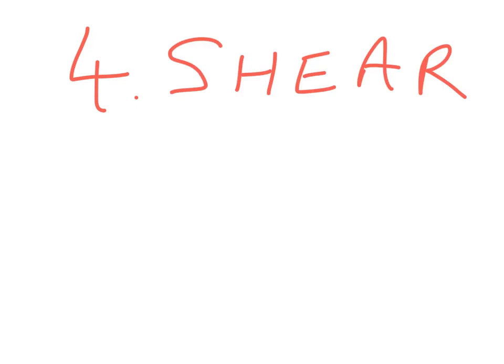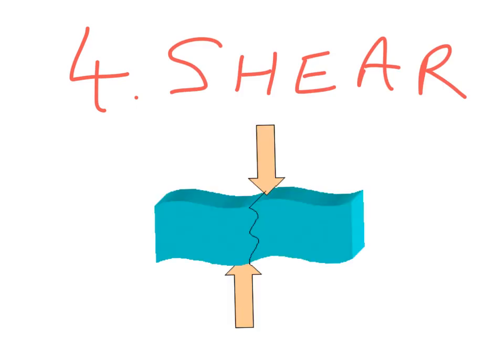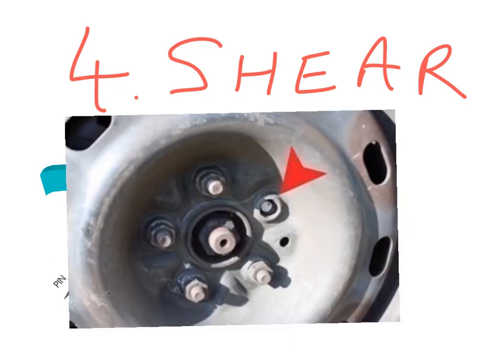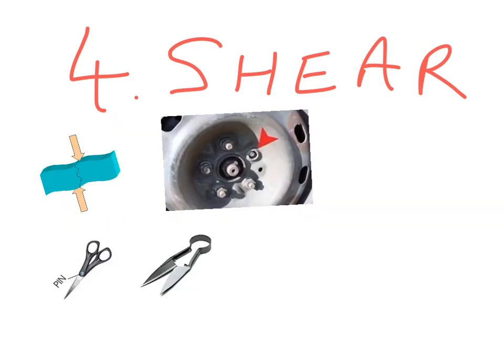And number 4, shear. Shear is a force that occurs when two forces are in opposite directions and causes a fracture within a structure. Common examples of this would be a scissors or a shears. Another common example of this here was where a nut would shear in place, shown in the diagram. A shear force can be shown by this simple drawn diagram here.